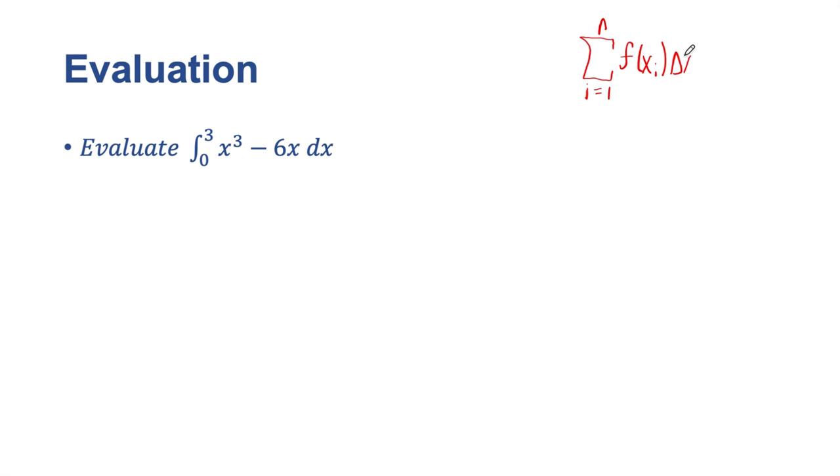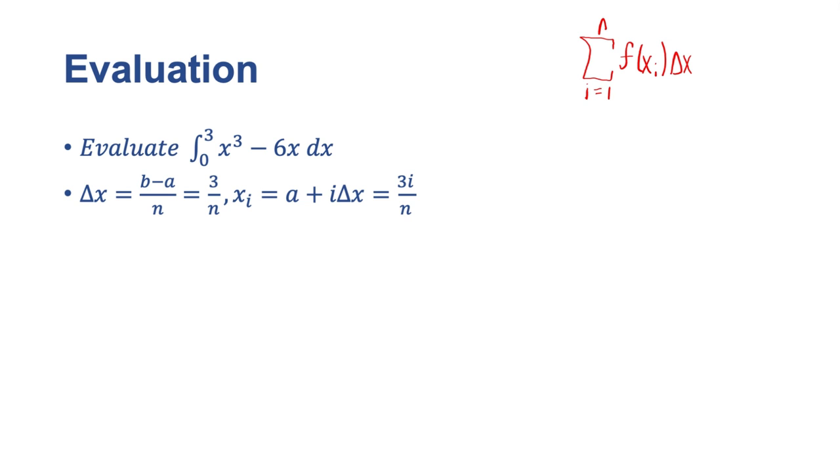Let's practice an evaluation of one of these guys. So this is probably where it's going to get a little technical. We're going to try integrating x cubed minus 6x from 0 to 3. So to do this, if we remember, for that Riemann sum, we have the sum from i equals 1 to n of f of x sub i times delta x. So we need to know our x sub i, and we need to know our delta x.